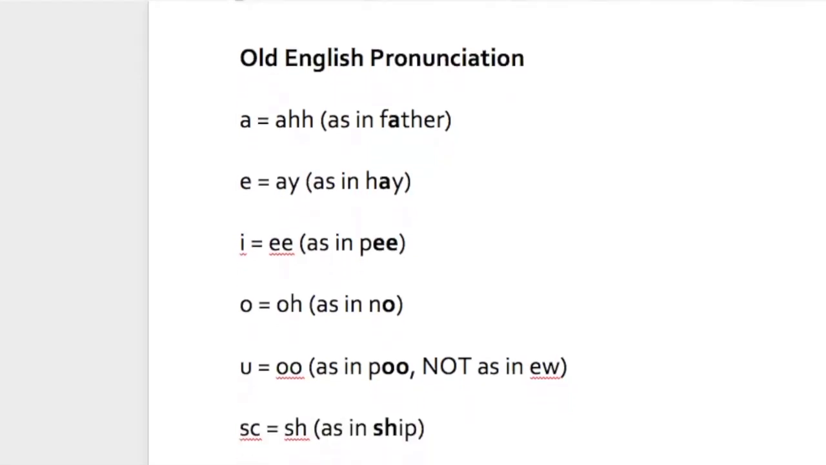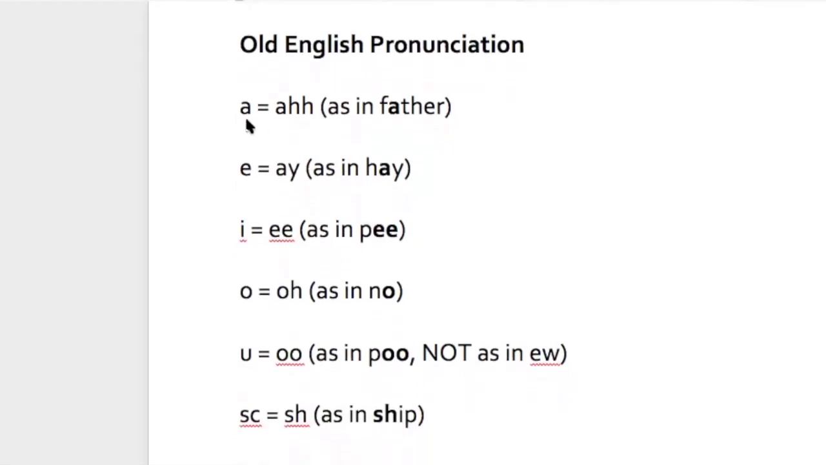So I'm going to share my screen with you right now and show you some things. All right, here we go. So the A is not an A sound, it's an ah sound, like as in father. E makes an A sound like hey. I is E, as in P. O is O, as in no. U is an oo sound, like poo. Not you, like ew. It's not the ew sound. It's the poo, ooh.